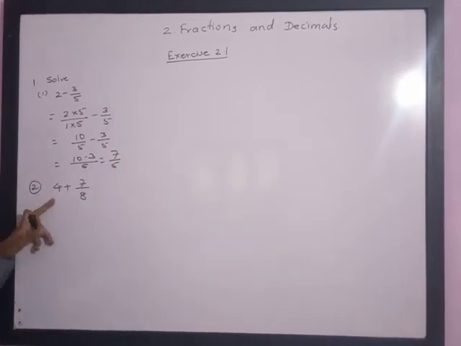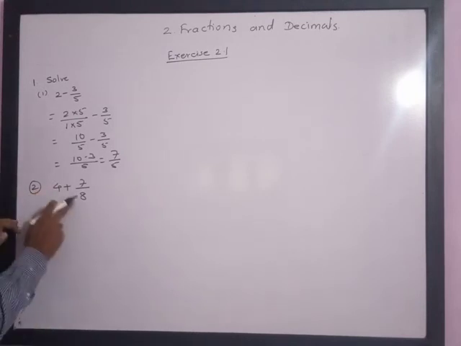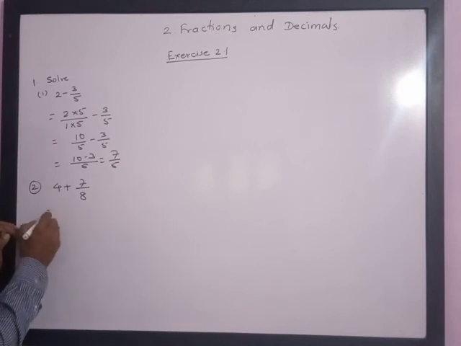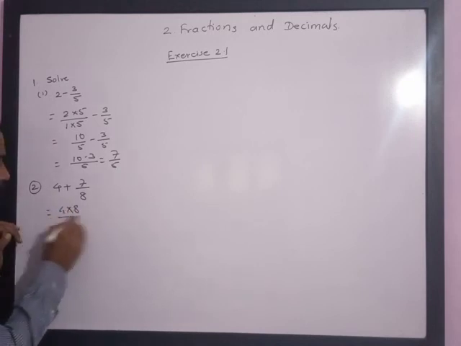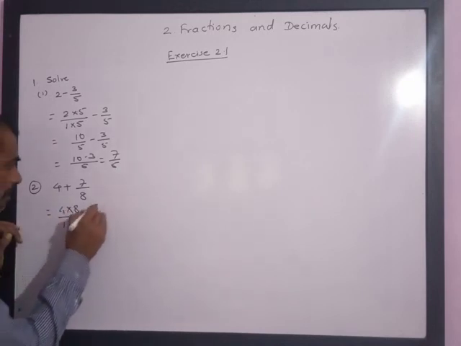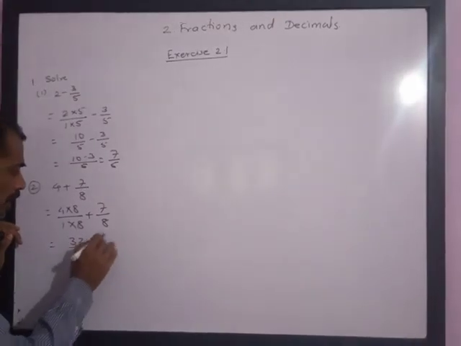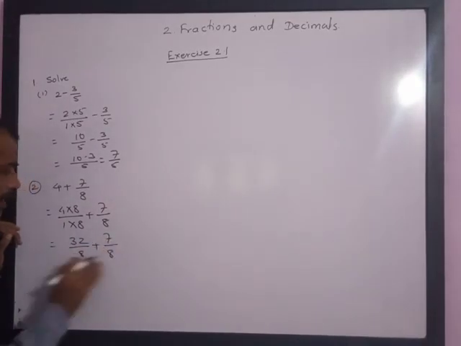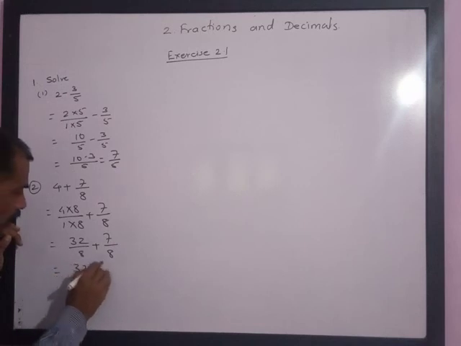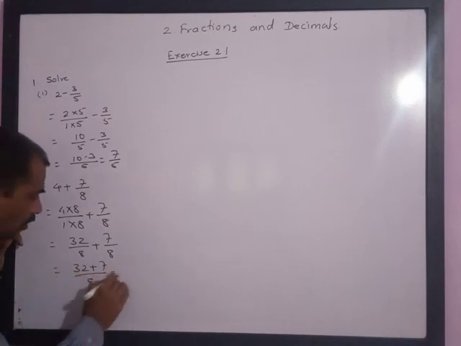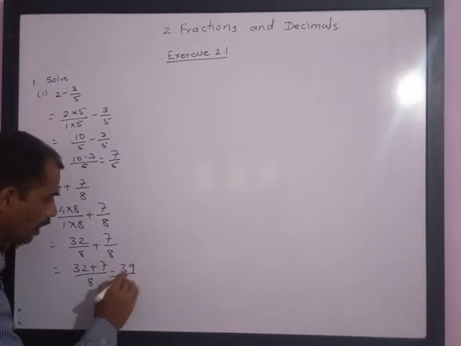Next question is 4 plus 7 upon 8. Here also 4 is having no denominator, means 1 exists. So we have to multiply this side fraction by 8. You will get 4 multiplied by 8 upon 1 multiplied by 8 plus 7 upon 8 as it is. Now this is equal to 4 8s are 32 upon 8 plus 7 upon 8. Please note denominators are same, so we can do the addition of the numerator. This is equal to 32 plus 7 upon 8, that is equal to 39 upon 8.